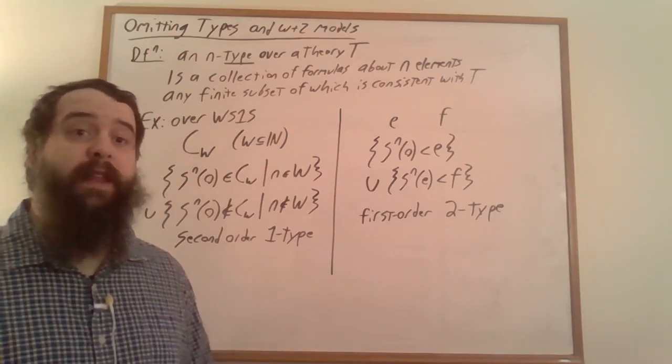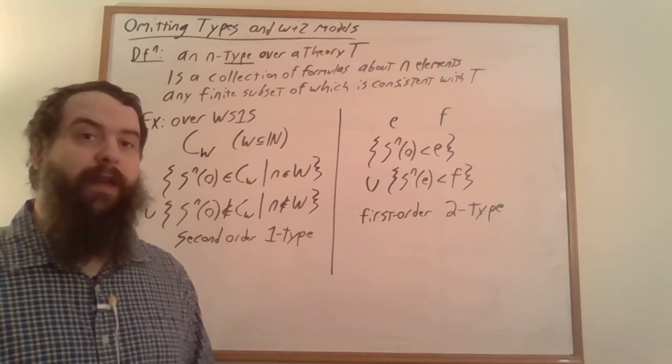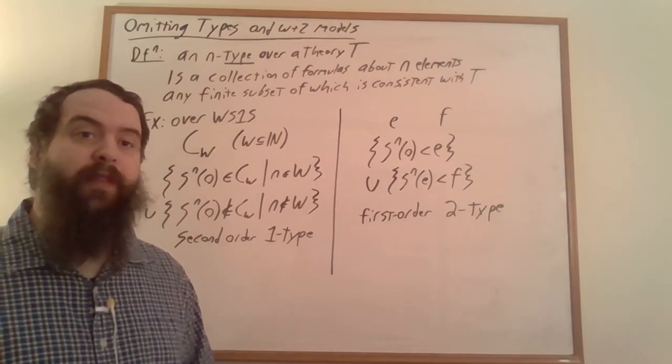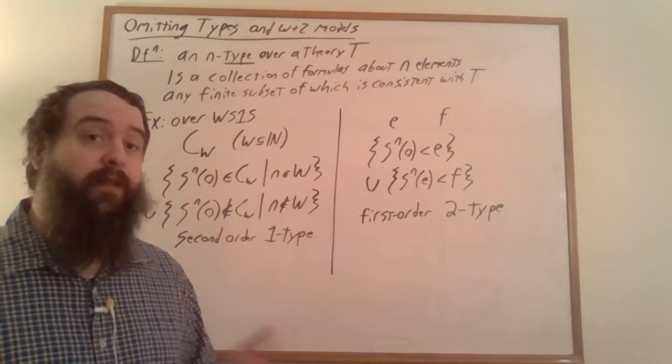So again, we're going to need a different tool. We're going to need the omitting types theorem. Now, the omitting types theorem is particular about what types of types we can omit.